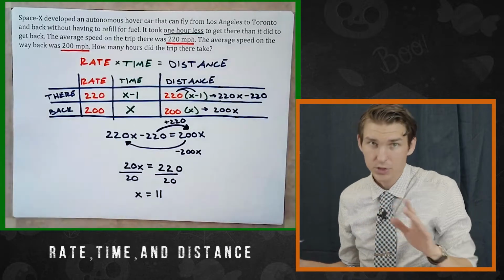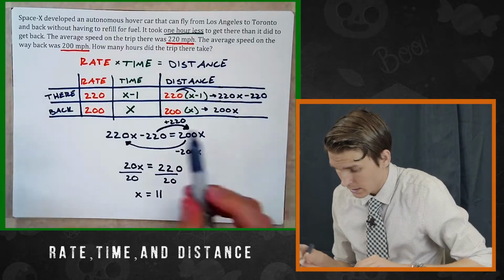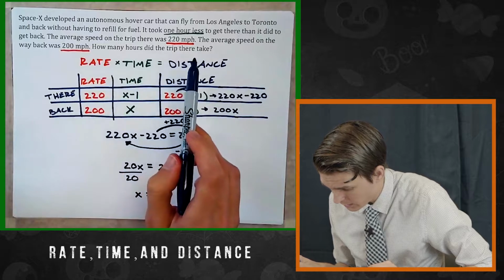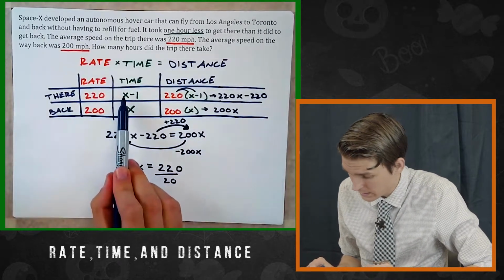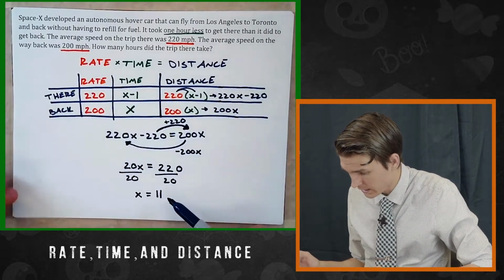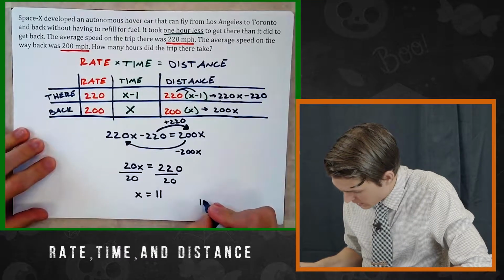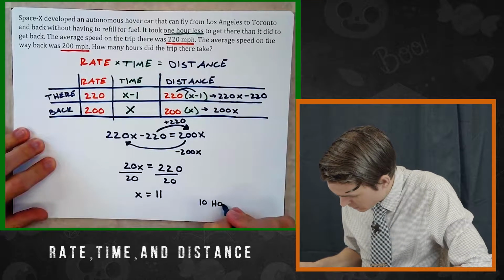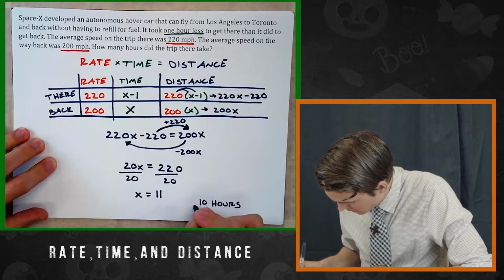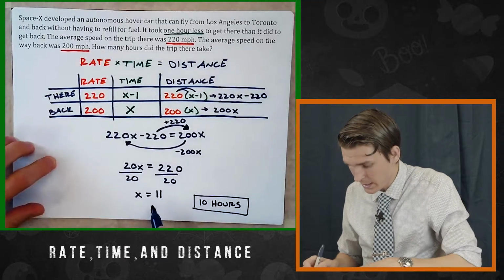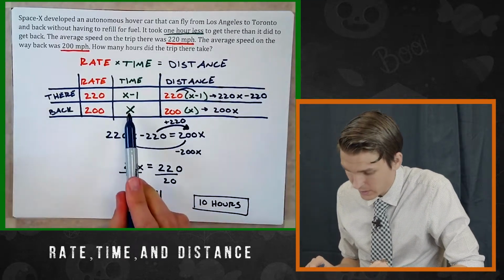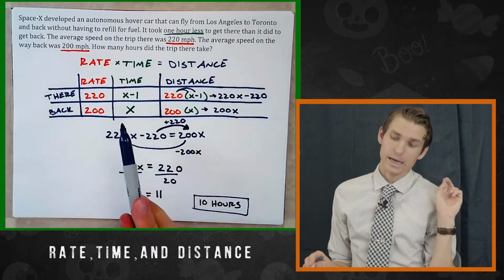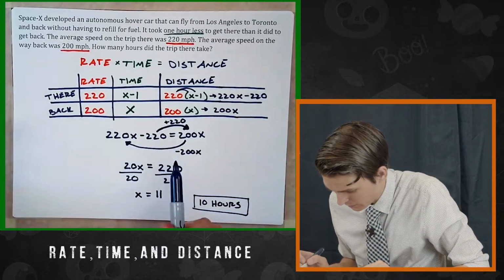And let's not just stop there at x is 11. The question is, how many hours did the trip there take? Ooh, the trip there is x minus 1. And if x is 11, that means it took me 10 hours to get there. So this x actually represented the amount of time it takes me to get back from my trip.